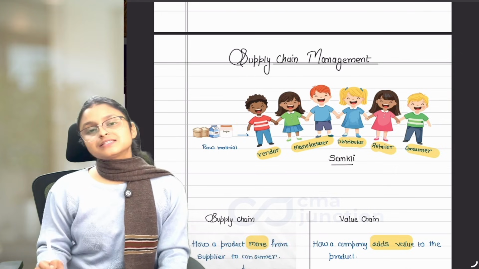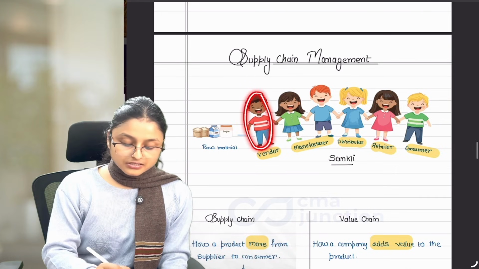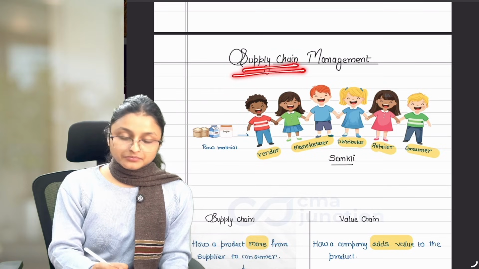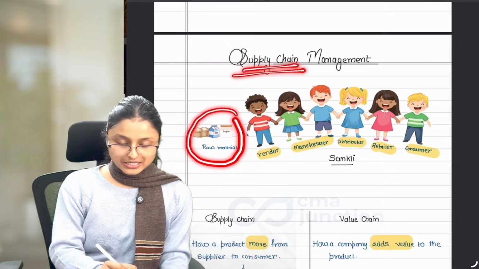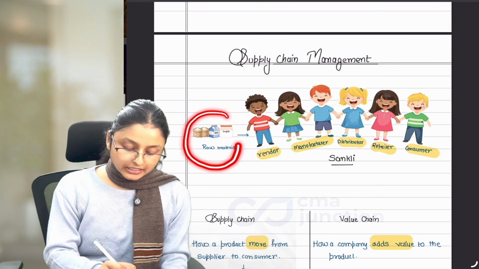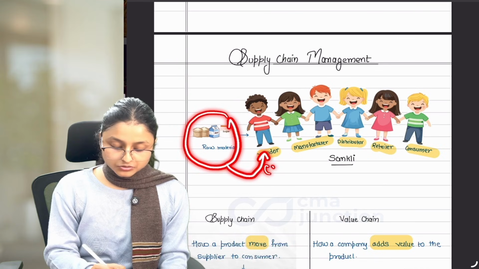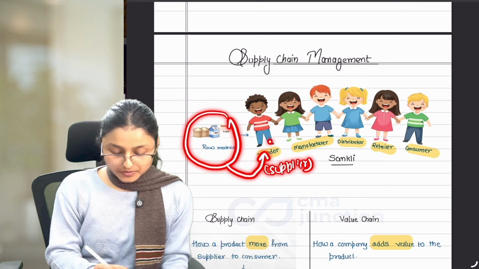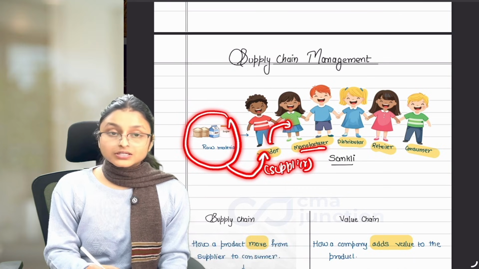Now what happens in supply chain? Supply chain doesn't focus on every activity. Supply chain's main aim is to make the movement of raw material to customer. Now raw material will come from the vendor, who is known as the supplier. The supplier will transfer these raw materials to manufacturers or the factories.